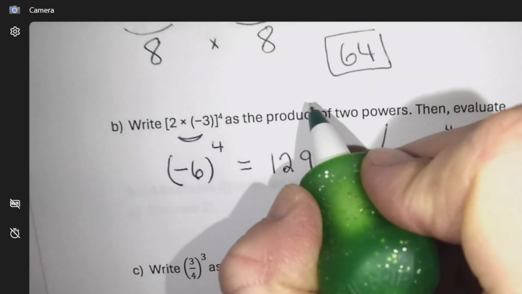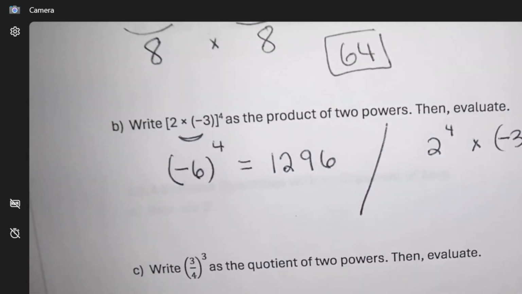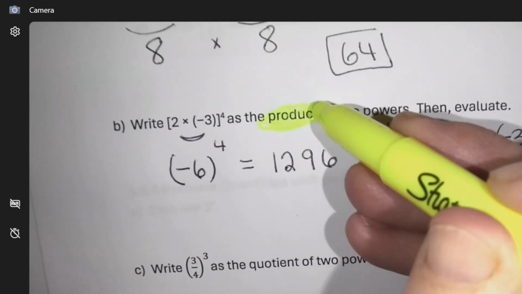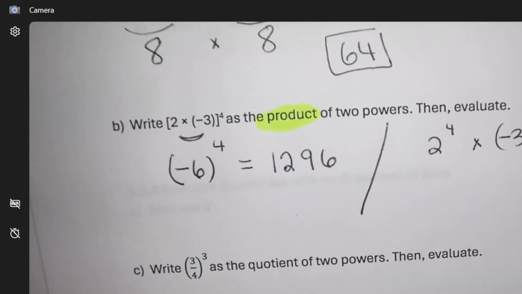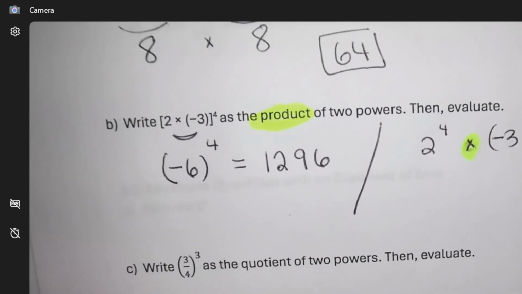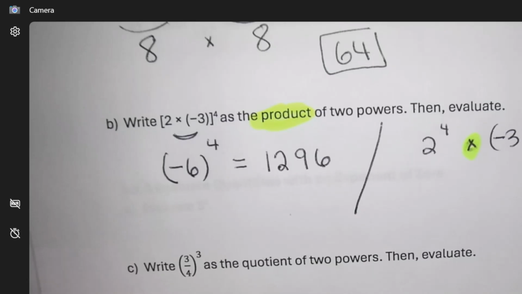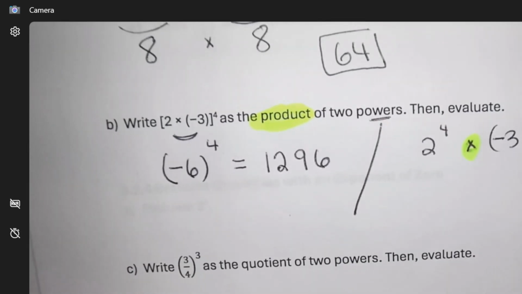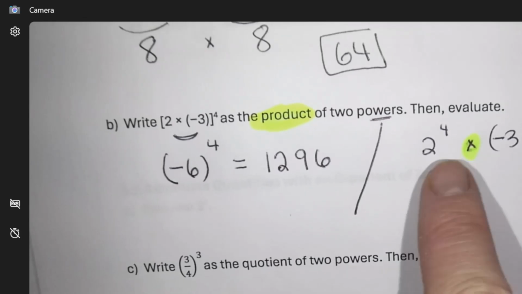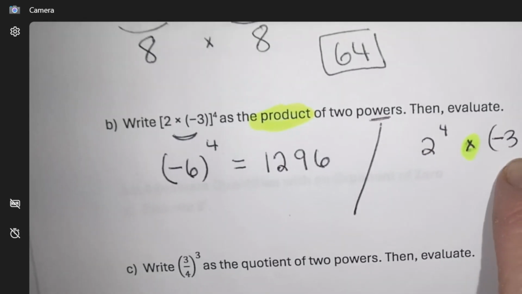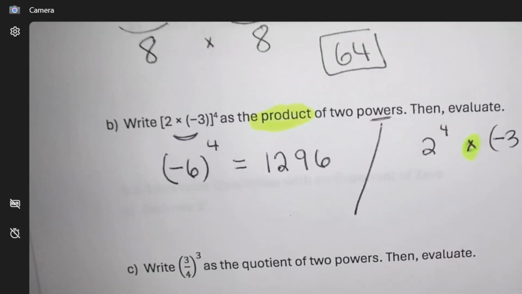Do you guys understand what the instructions were? What does the word product mean? A product means to do what operation? Multiply. Oh my bad, what is the word for add? Sum. Yeah. And what does the word 2 powers mean? They need to have a base and an exponent. A base and an exponent, a product.